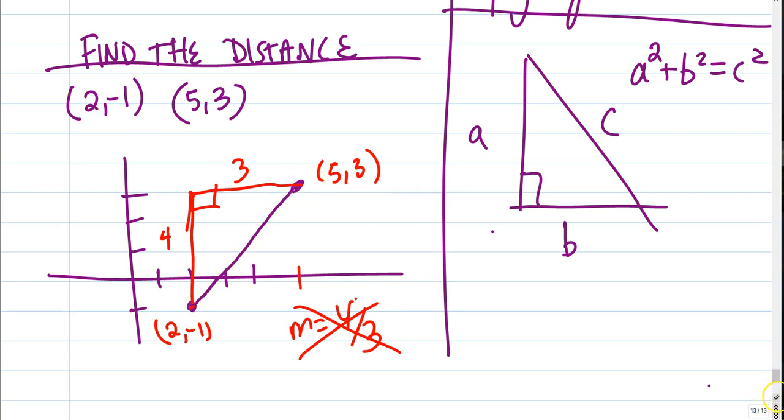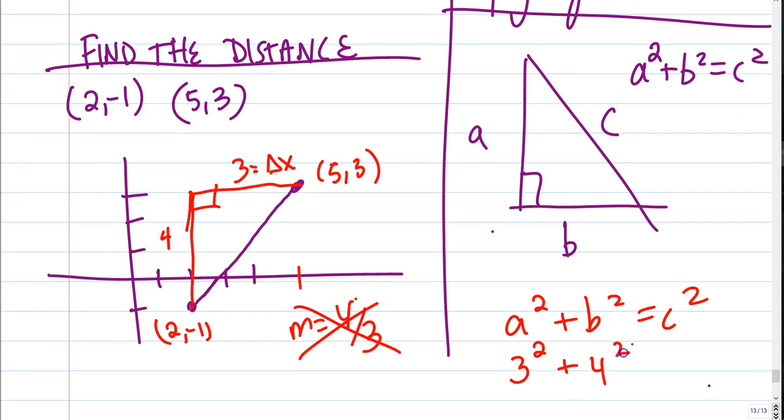I literally want to know what is the distance between these 2 points. So what can we do? Well, we can take a squared plus b squared equals c squared and go, well, the a is going to be our 3, our change in x. The 4 is going to be our b, or our change in y. And the c, the hypotenuse, is going to be the distance.